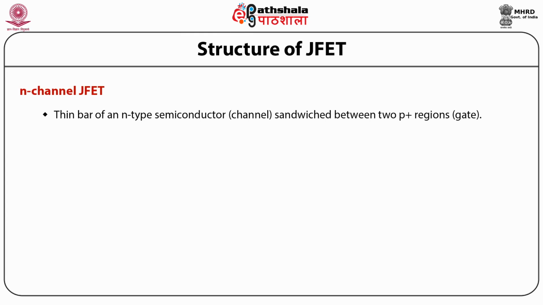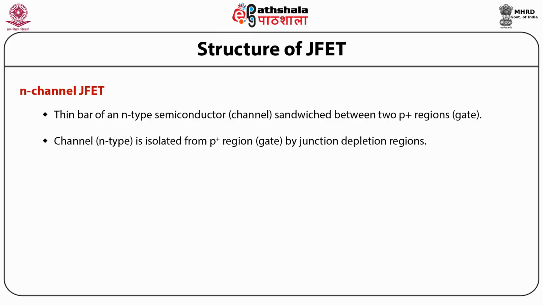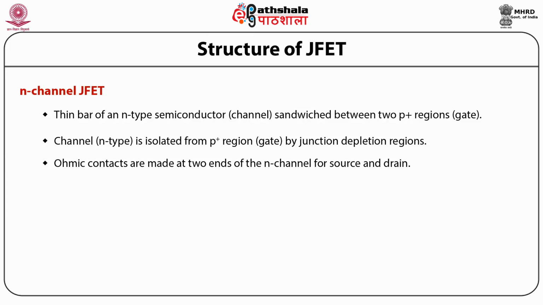Now a thin bar of N-type channel, or the semiconductor bar, is sandwiched between the two P plus regions, which are the gate. The N-type channel is isolated from the P plus gate regions by junction depletion regions. The ohmic contacts are made at the two ends of the N channel for source and drain.